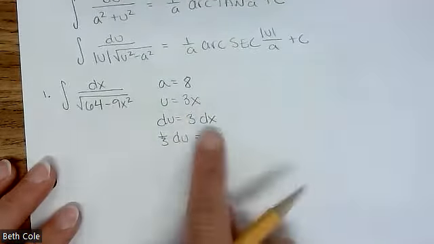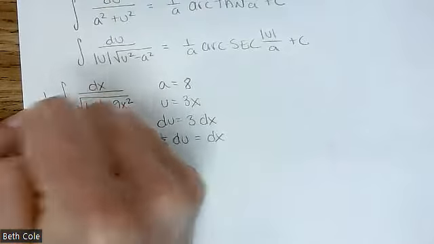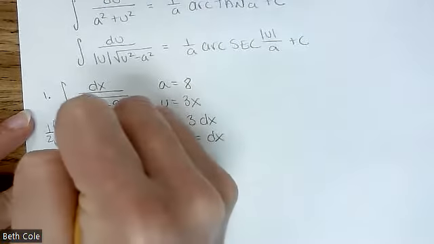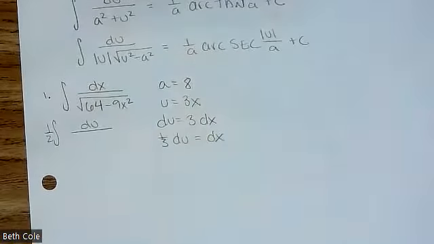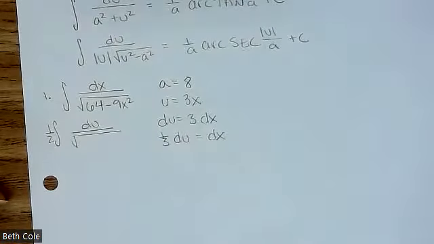So when you go and plug all of that in, 1/3 goes out front, du goes at the end, or actually you can put it in the numerator. Usually with these patterns, it gets written in the numerator. But you can put a 1 in the numerator and write the du at the end. That all comes down to personal preference with where you like to write stuff. And then what's still here is a square root.